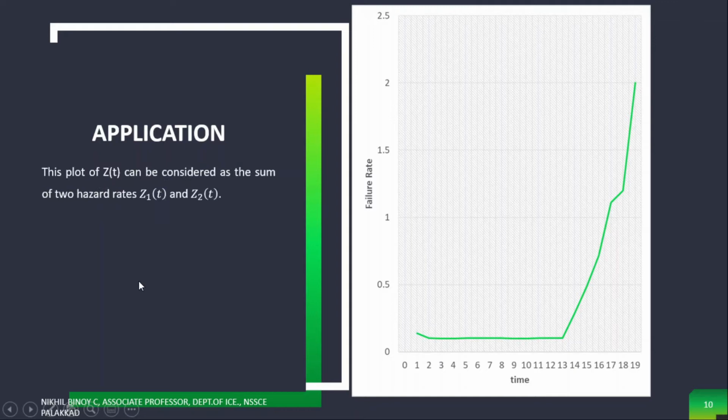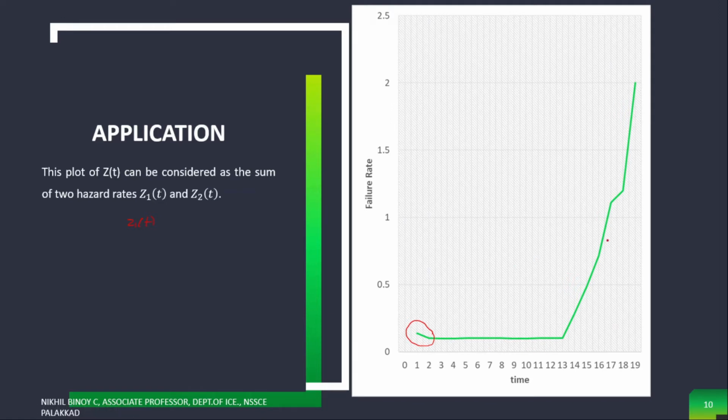So if you are representing this constant value as 0.101, we can represent this constant value as Z1 of t. Z1 of t is nothing but the constant value. Now I told you, if this portion is negligible, later we can discuss how to consider this part. For the time being, say this part is negligible. Now this part is considered, that is Z1 of t, this constant value.